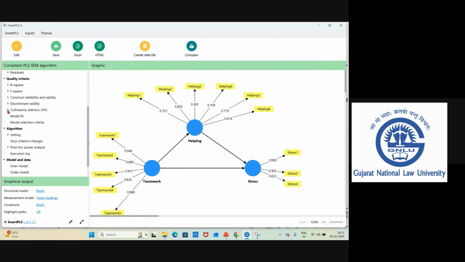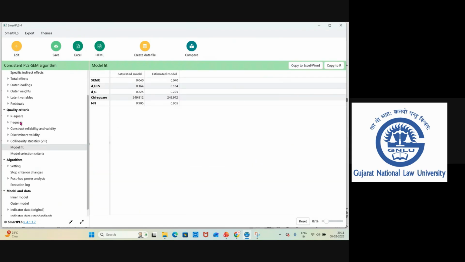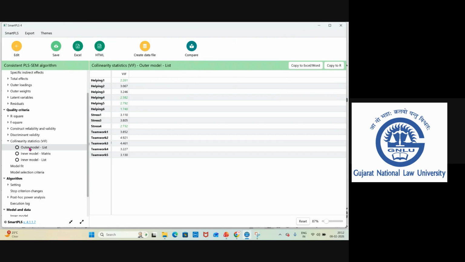Now come to the collinearity test result, outer model. Look at here. All the VIF values are less than 5.0, which means we are able to achieve the collinearity test. So there is no problem with the measurement model, both construct validity and construct reliability. Just click on save.